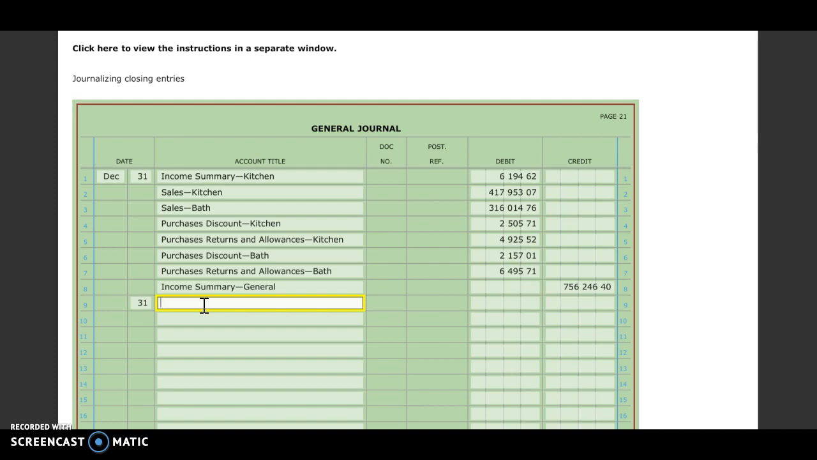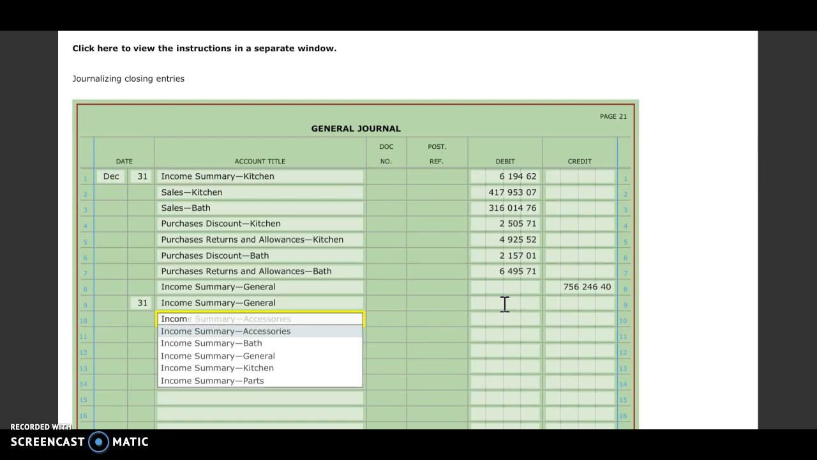So again, I'm going to be starting at my income summary. I've already closed income summary kitchen. So next I see income summary bath. That has a debit balance, so I'm going to be closing that account. To close that account, I need to credit that account. Now, remember, we should always list our debits first. So in this case, I'm going to be debiting income summary general. I don't know the amount yet. First, I need to close all of those debit accounts, and then I'll add those up to figure out what my debit to income summary general will be.